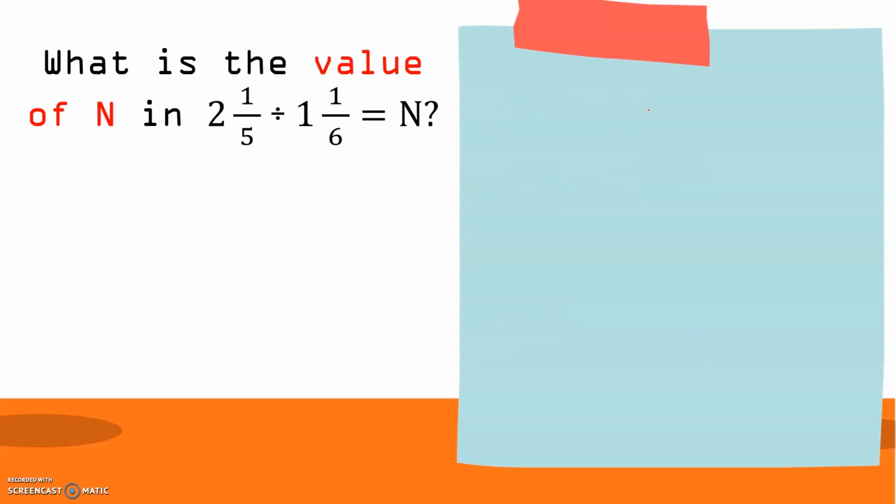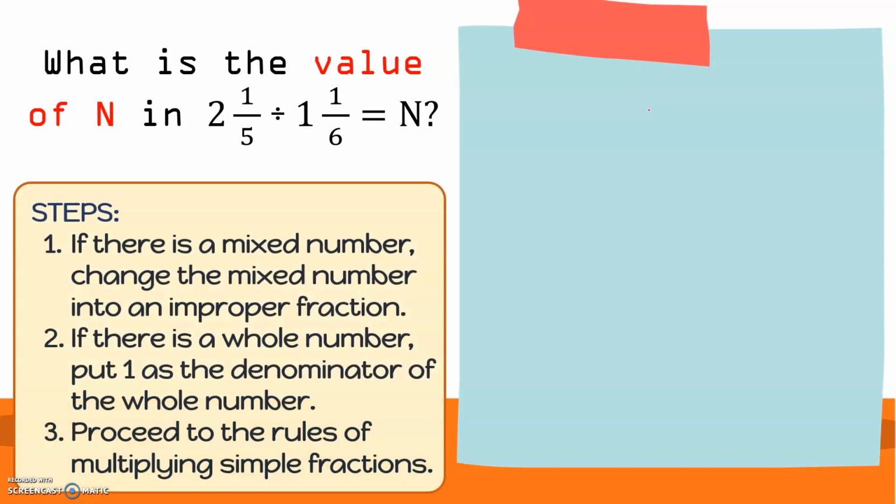Let's have another example. What is the value of n in 2 and 1/5 divided by 1 and 1/6 equals n? This time we are given mixed numbers. So again, the first step is to change first our mixed numbers into improper fractions. So let's start with 2 and 1/5. That is 5 times 2 is equal to 10 plus 1. That will give us 11. So it will be 11/5.